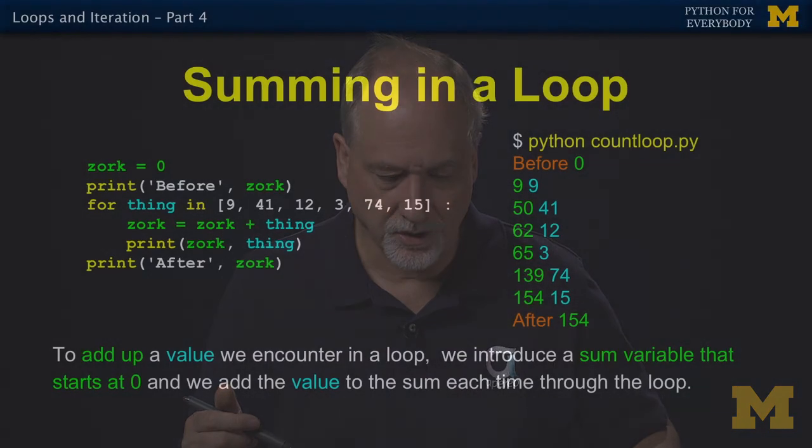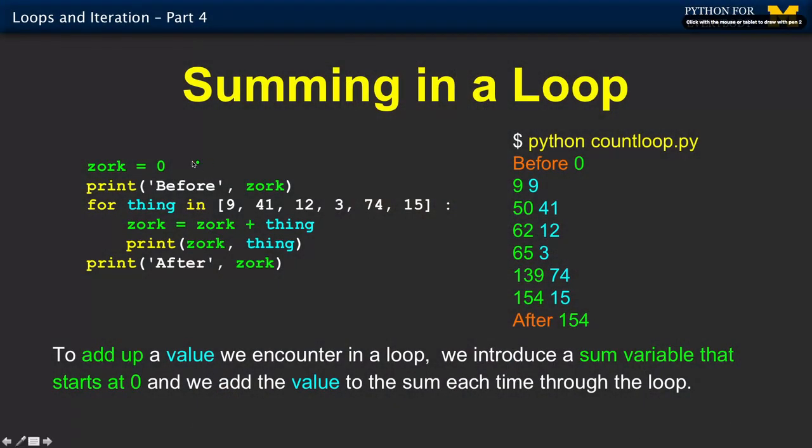So that's counting. The next thing we're going to do is total up a series of values. In this case, we're going to total them up. That makes a little more sense now. We're going to have another variable, zork. I would probably call this total. During the loop, it'll be the running total, and at the end of the loop, it will be the total. So total equals zero before, that's the running total of what we've seen.